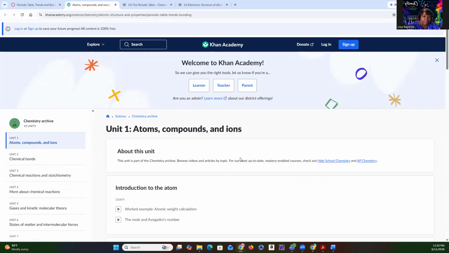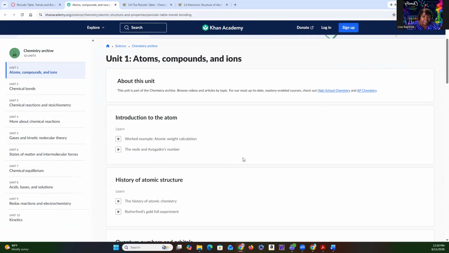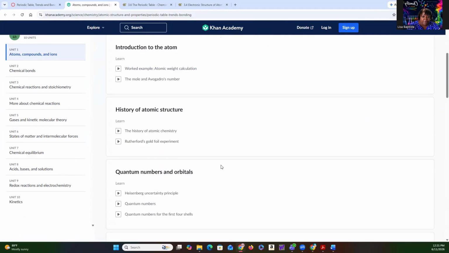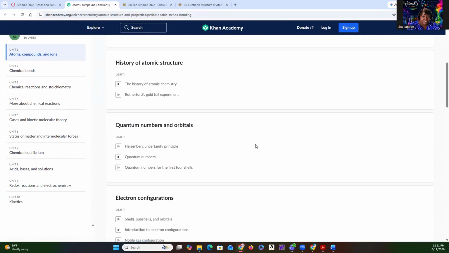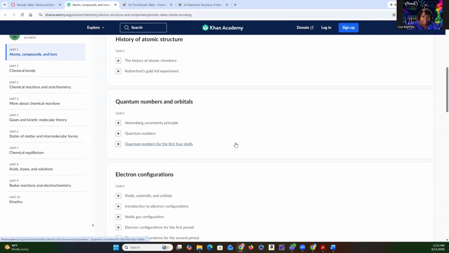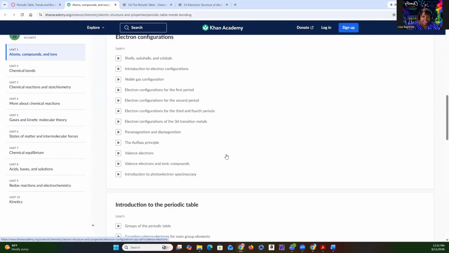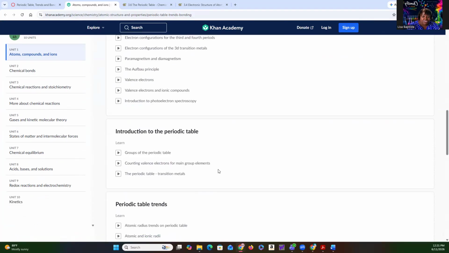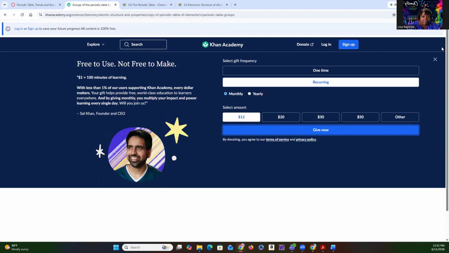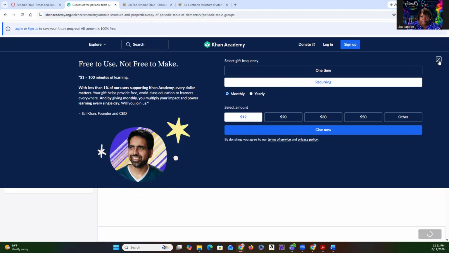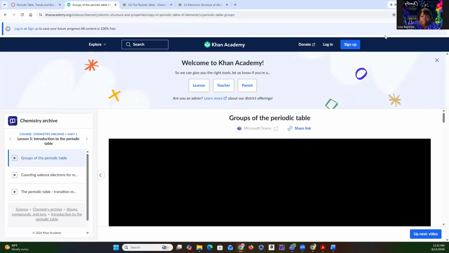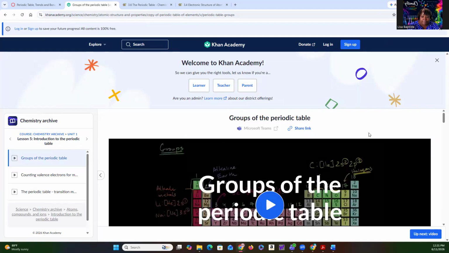All right. So we are looking at the atoms. There are worked examples of atomic weight calculations, the mole and Avogadro's number, the history of atomic structure, quantum numbers and orbitals, electron configuration, introduction to the periodic table. That's what we are looking for. But the other will give you really good, helpful tips as well.